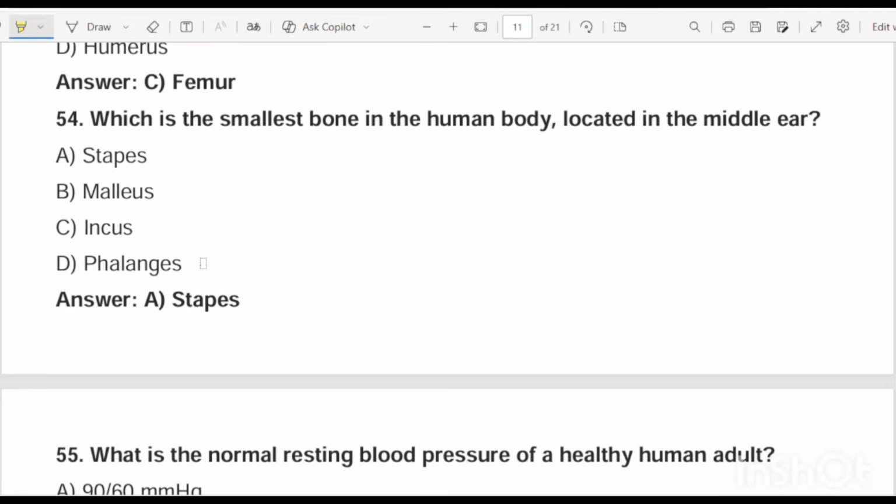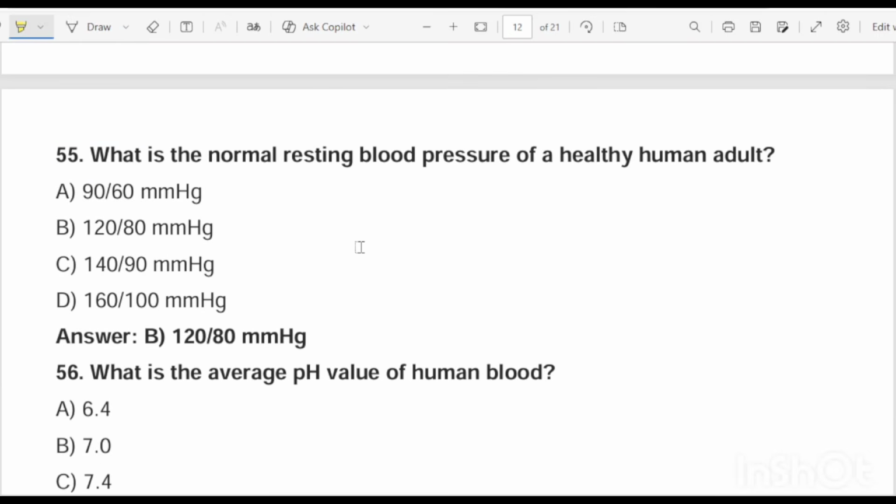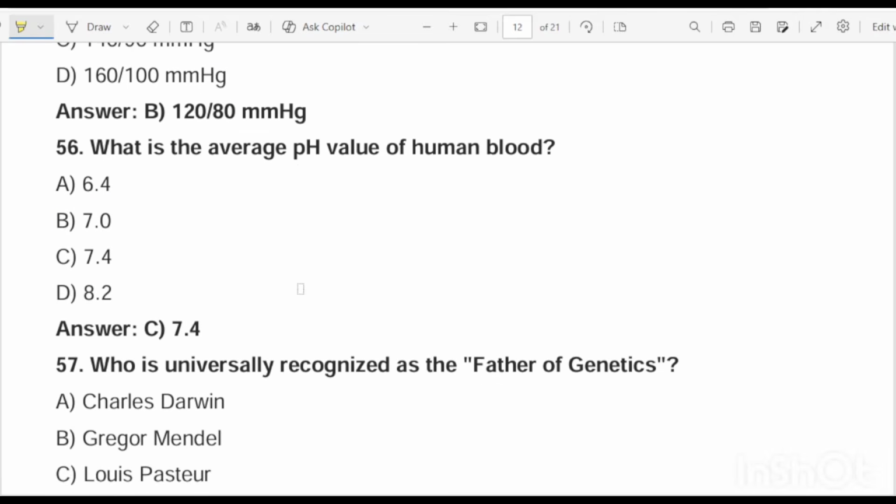Next question. Which is the smallest bone in the human body, located in the middle ear? Correct option, stapes. Next question. What is the normal resting blood pressure of a healthy human adult? Correct option, option B, 120 by 80 mmHg. Next question. What is the average pH value of human blood? Correct option, option C, 7.4.